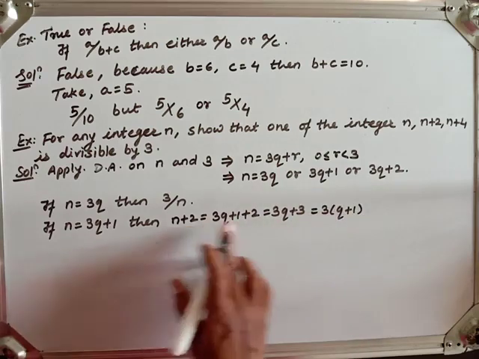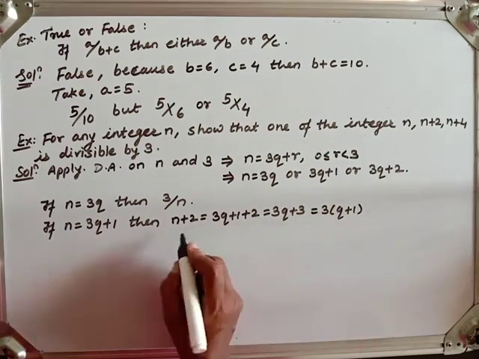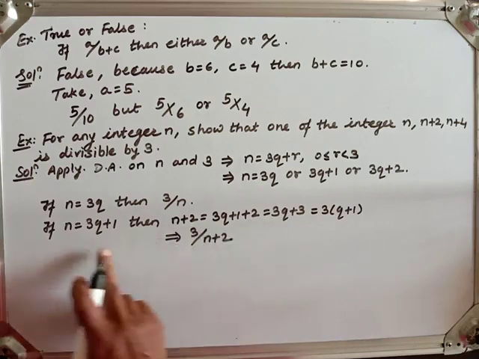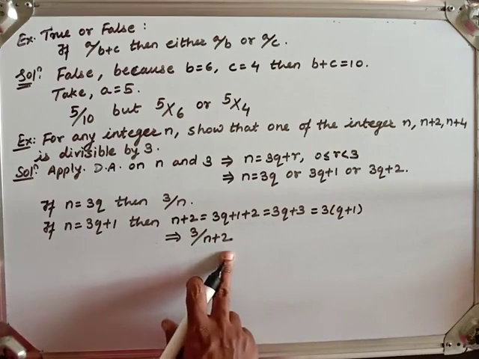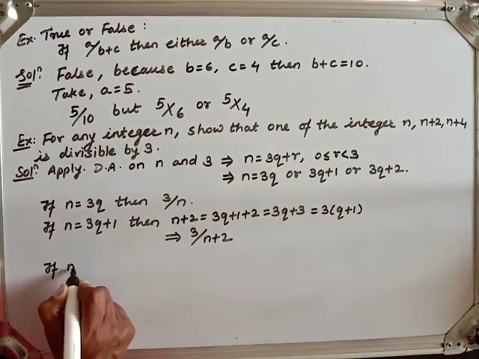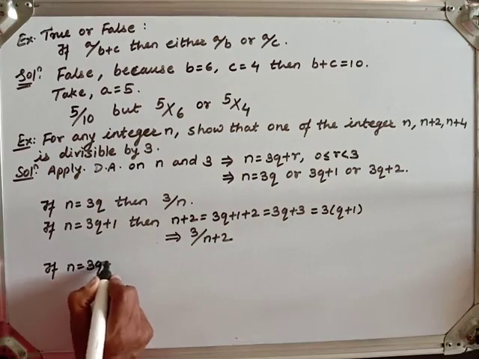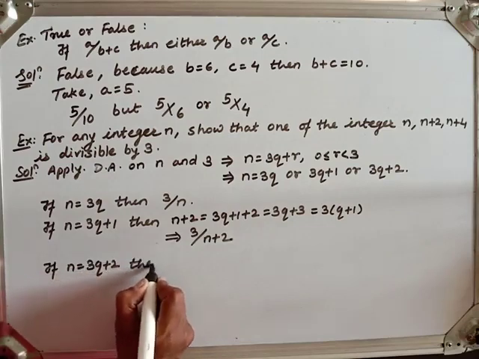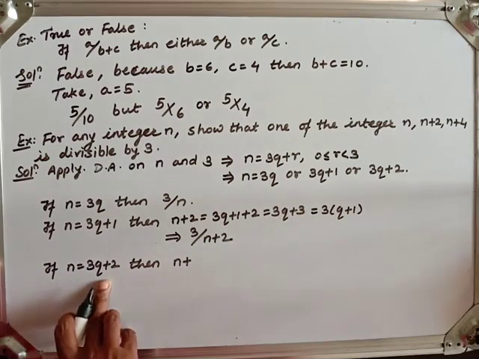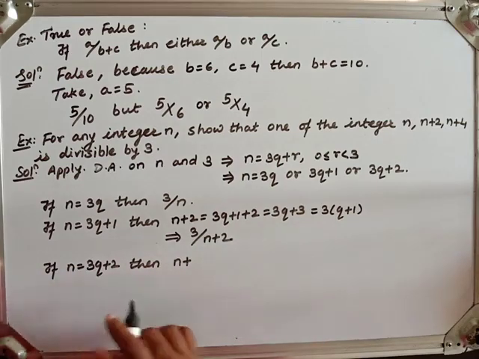So n plus 2 will be some multiple of 3. So this gives 3 divides n plus 2. When n is 3q plus 1, then 3 divides n plus 2. Now if n is equal to 3q plus 2, then it is not possible that 3 divides n. What about n plus 2?